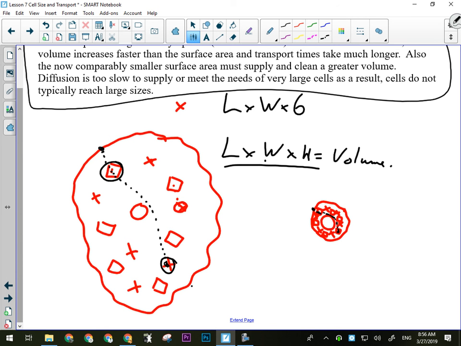So here's the issue with volume getting bigger faster than surface area. If I have a small cube and I calculate its surface area, I go length times width, sorry, times 6. If I calculate its volume, I go length times width times height. Now I make that cube bigger. Its surface area only gets bigger with these two numbers because it still has the same number of sides. But for its volume, all three numbers that I'm multiplying together get bigger. As a result, volume increases faster than surface area because it's three-dimensional. Everybody all right with that idea?